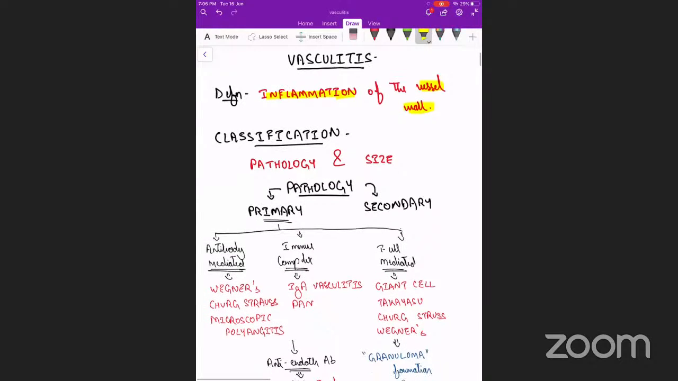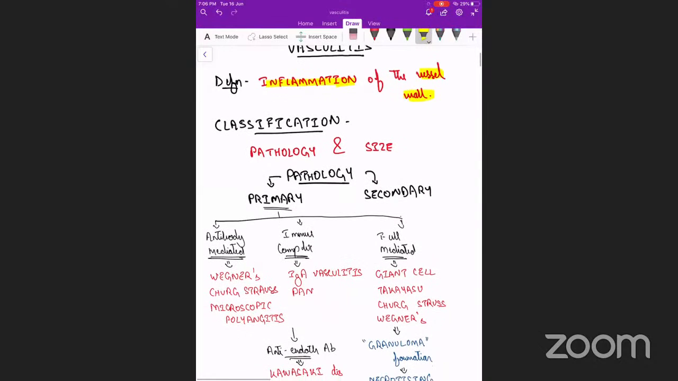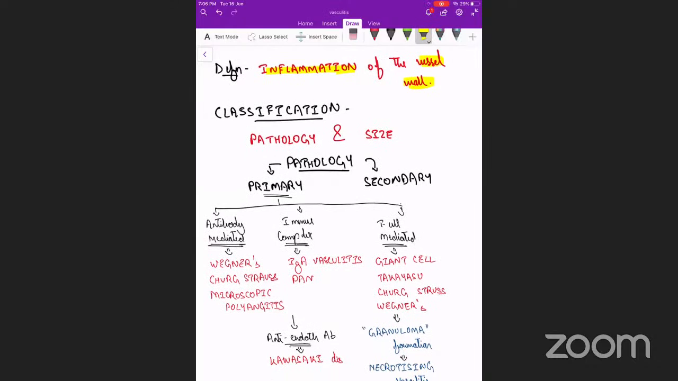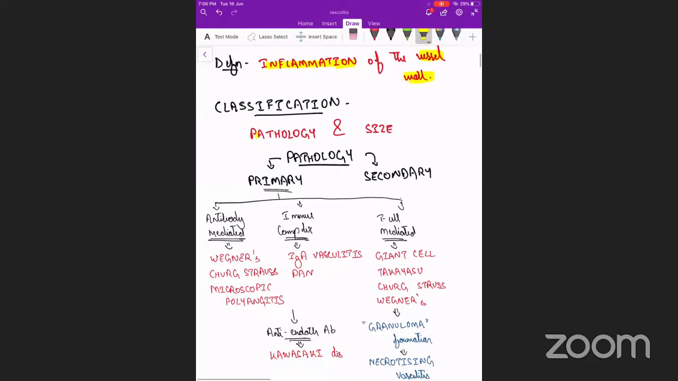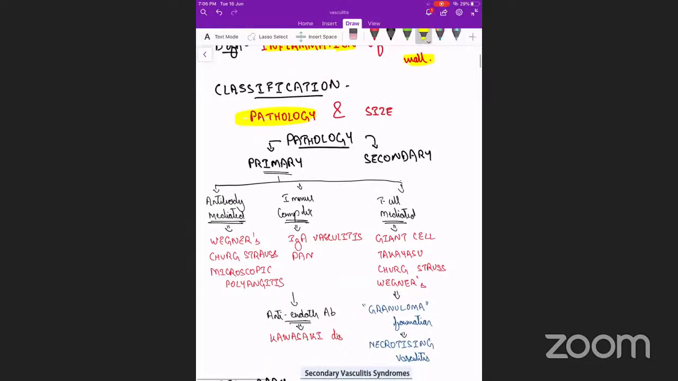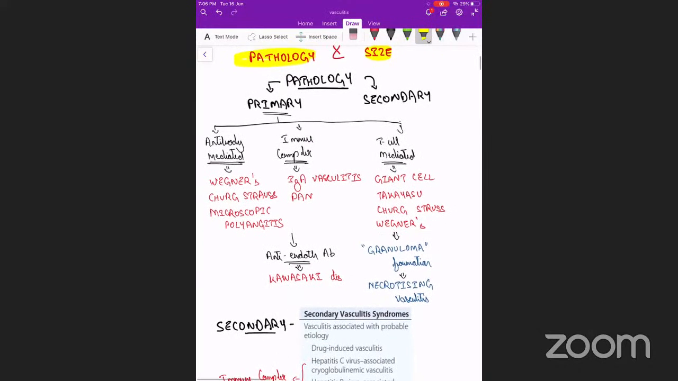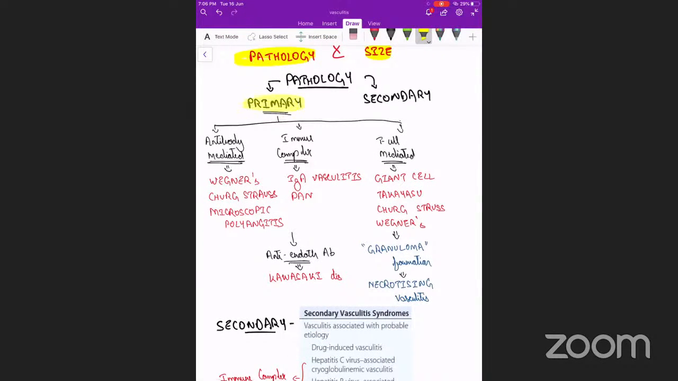Now let's look at how we classify this. It can be classified based on the pathology, that is, how the disease affects it, the mechanism or pathogenesis of the disease. One more way is based on the size of the vessel it involves. Firstly, let's see pathologically how we classify. One is a primary disorder of the vessel wall itself. Another is secondary, where due to some other disease, this happens.